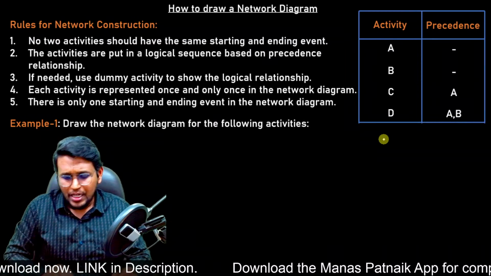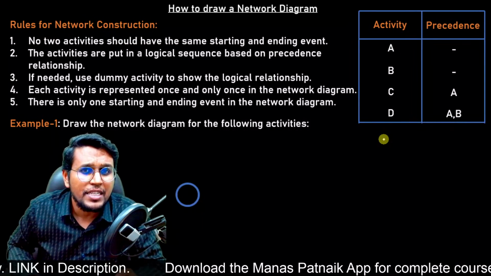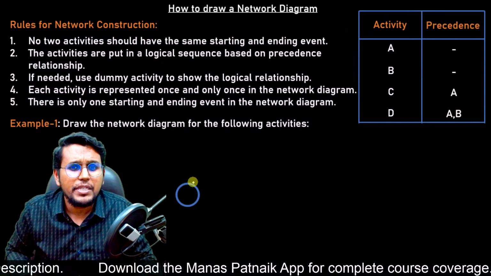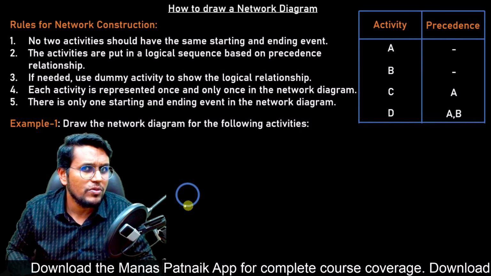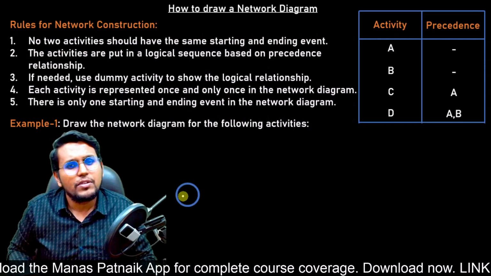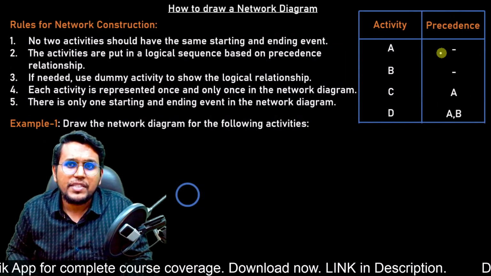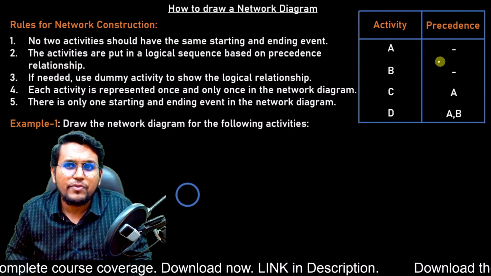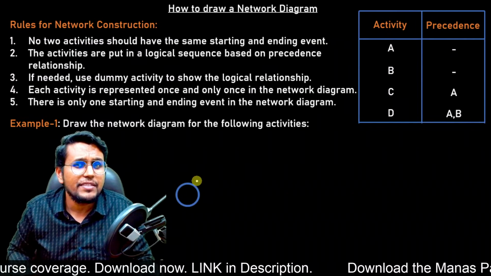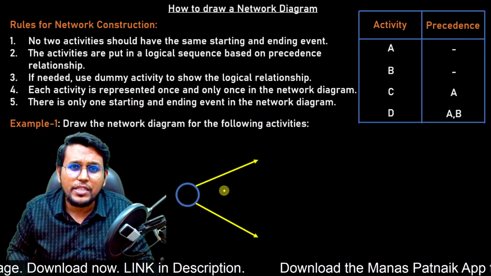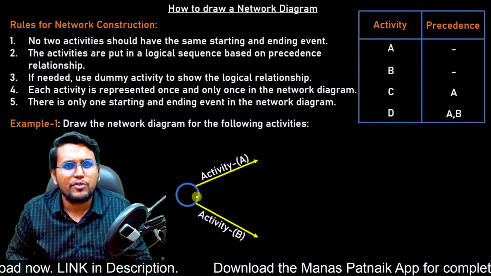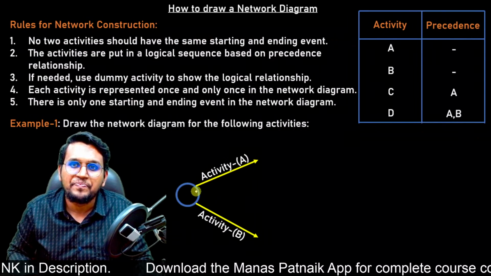Now let us start with the starting node. We know that there will be only one single starting node for a network. So let this be one starting node. Now, as we can see, there is no precedence for activity A and B. That means we can start activity A and B together. So let us start them from the same single starting node.